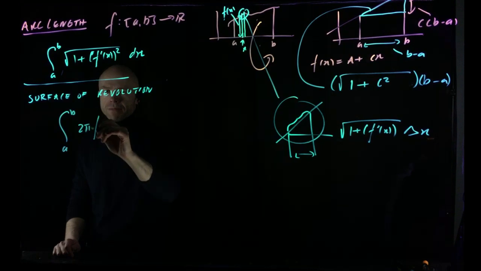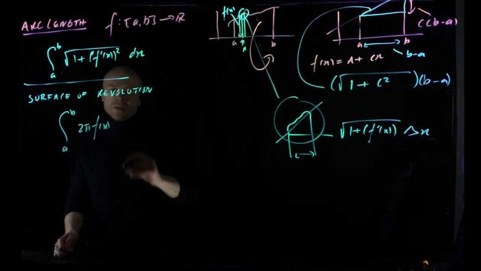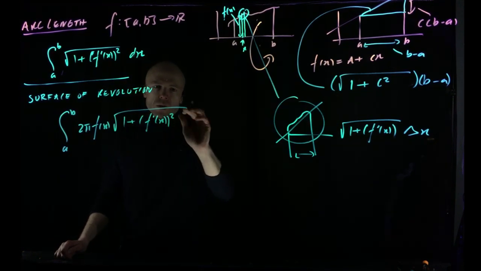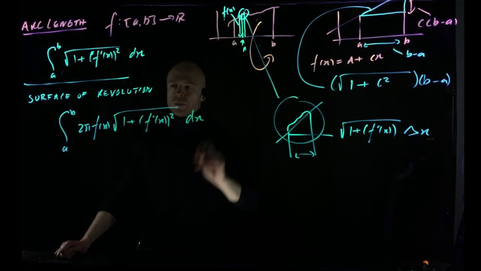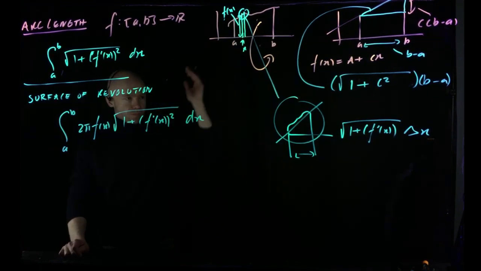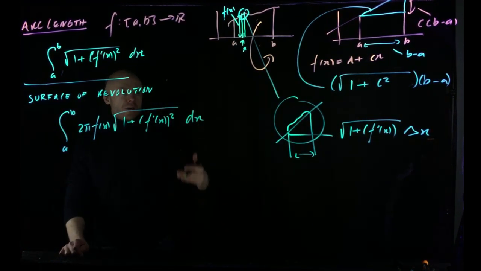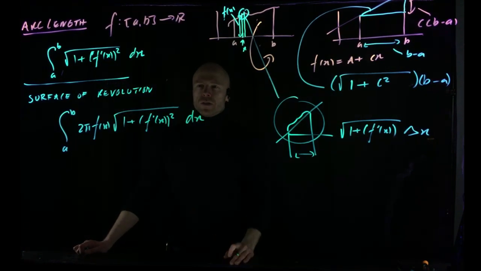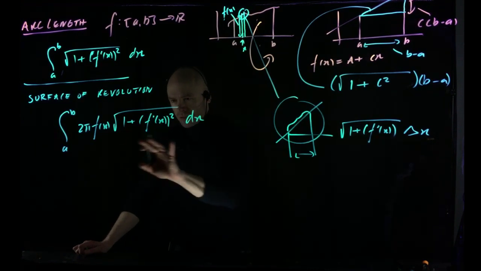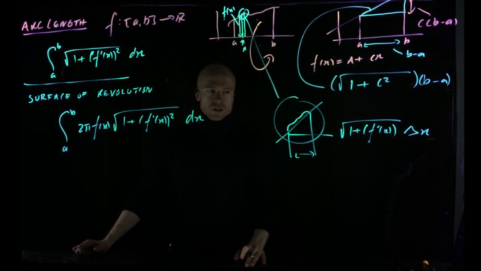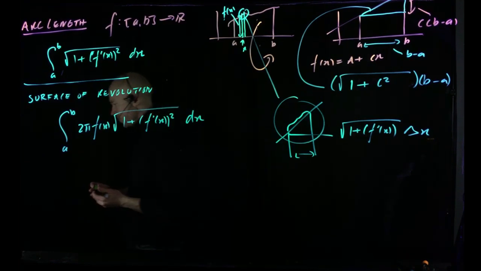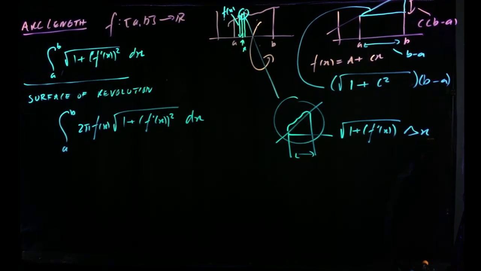So 2 pi f of x, that's the circumference of the band. And then this thing, the square root of 1 plus f prime of x squared, is the thickness of the band. Again, draw the pictures, look back at your notes, convince yourself that this is the correct thing. It's going to be rather easy because the integrals that can be solved are rather limited. You'll just have 2 or 3 examples to deal with all the time because the square root's a pain. Again, easy topic. All right, that's surface of revolution.